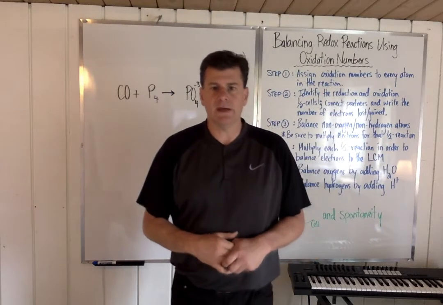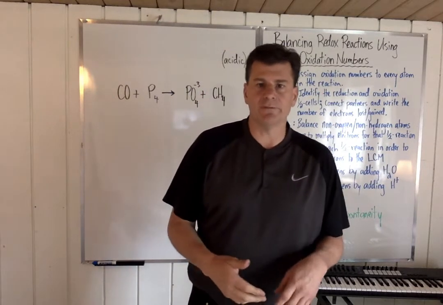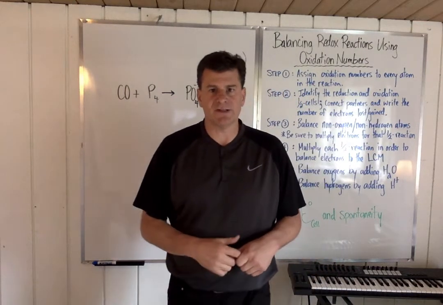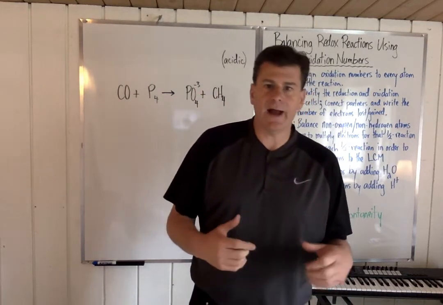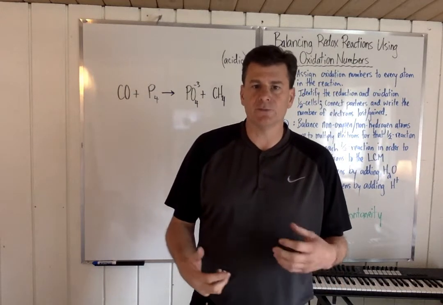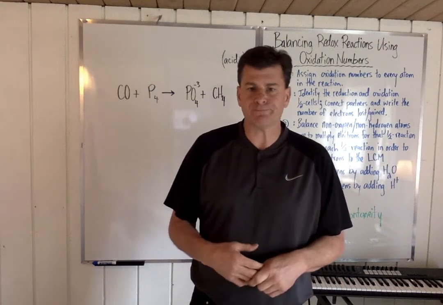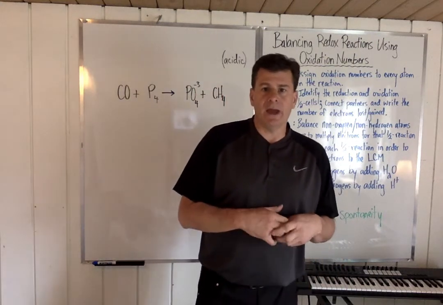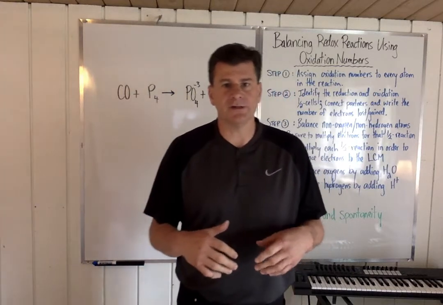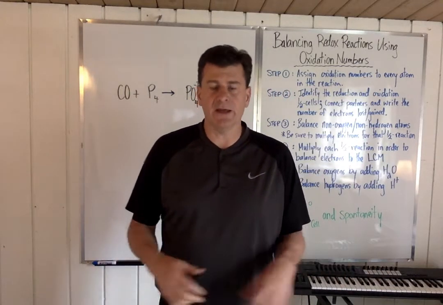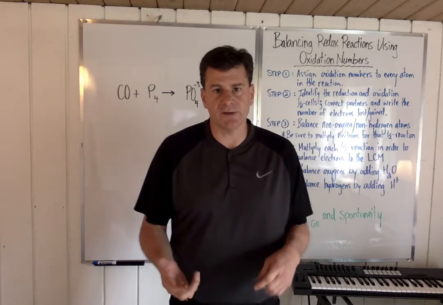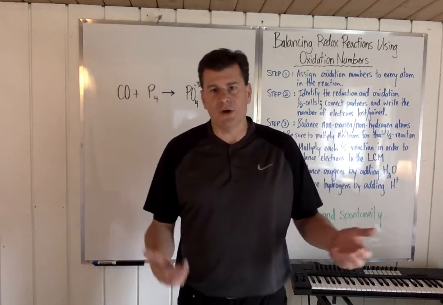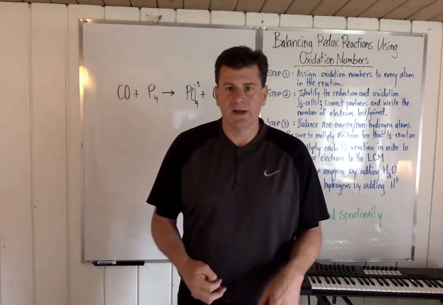We're moving on to a different method of balancing a redox equation. In the last episode, episode 27, I showed how to balance a redox reaction using the half-cell method, which has its pros and its cons. As promised, I'm going to show you how to do the same type of thing using a different technique: using oxidation numbers rather than a half-cell technique. This method also has its pros and its cons.